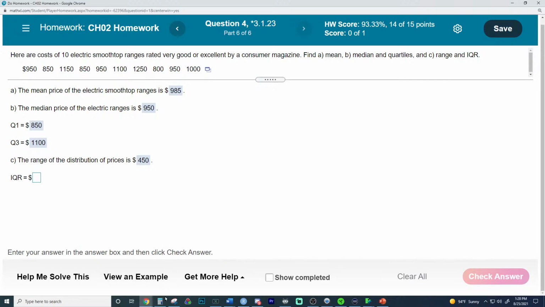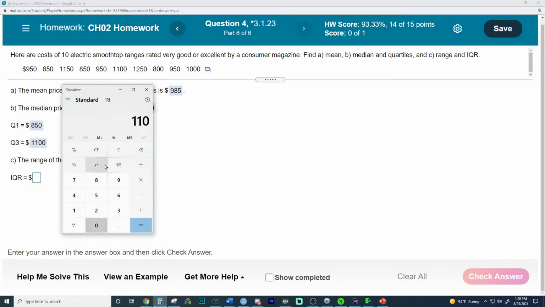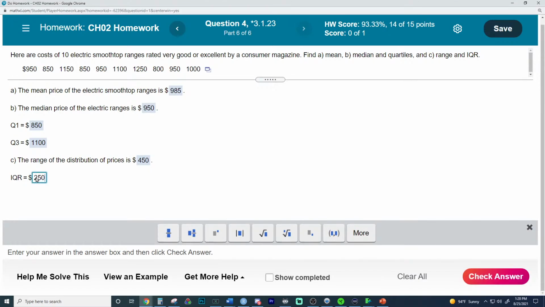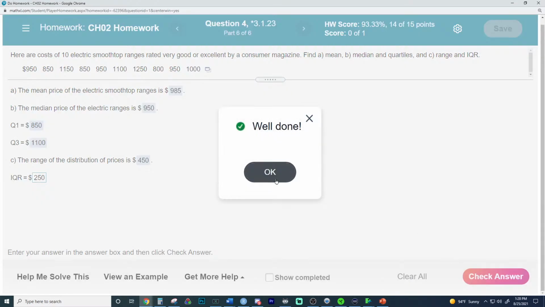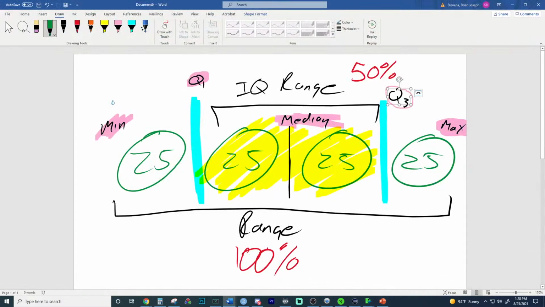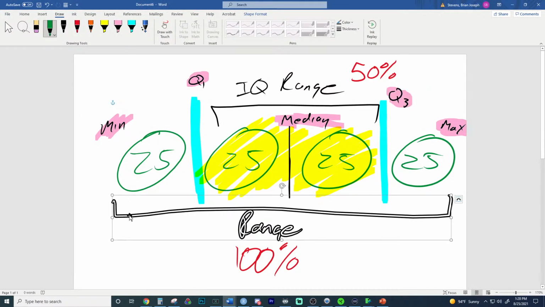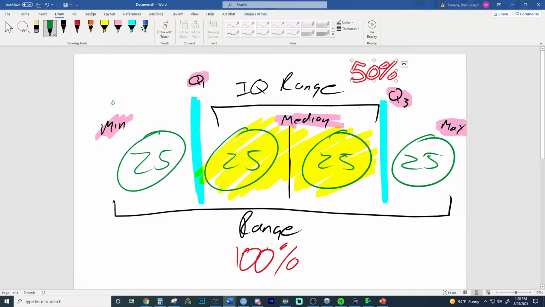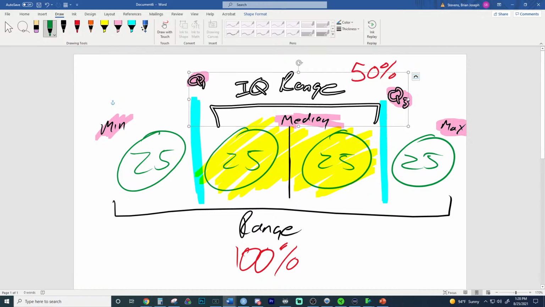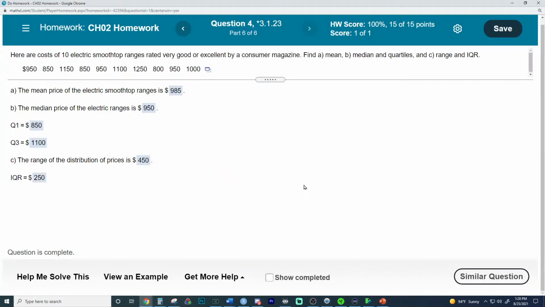250, you are correct. And once again, you can do big number minus small number, and there's the IQR. Just the range of the middle 50%. And visually, and we did this yesterday or so, it looks like this, where the range is all the data, and the IQR is just the range of the middle 50%, the interquartile range. And I think that's got it. We've got 100. Let's hop into this.